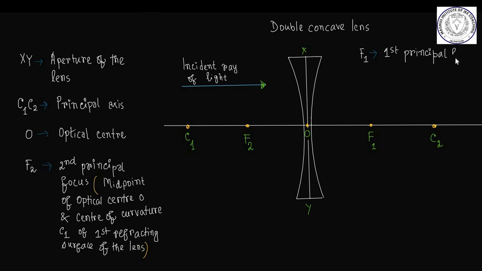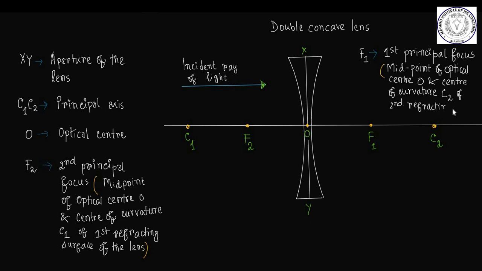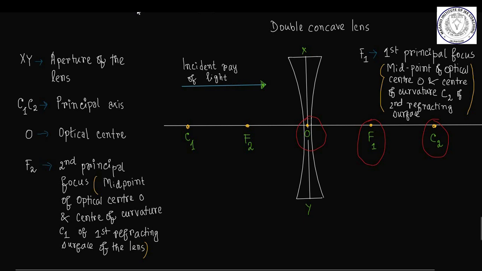Now F1 is the first principal focus of the lens, which is the midpoint of optical center O and center of curvature C2 of the second refracting surface. F1 is the midpoint of O and C2.